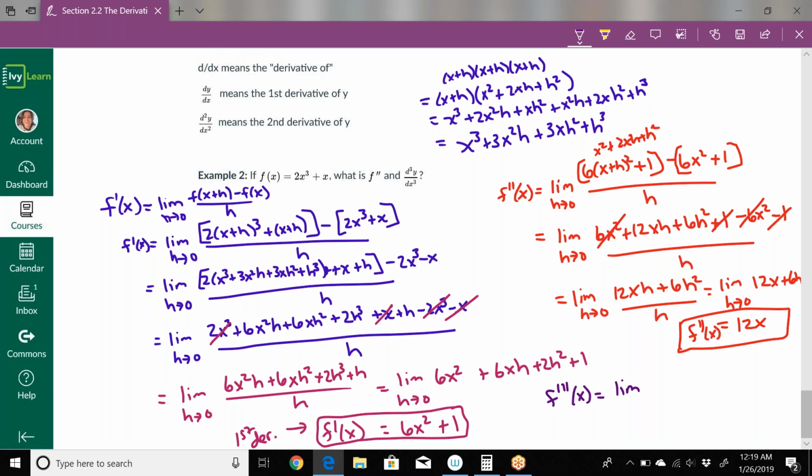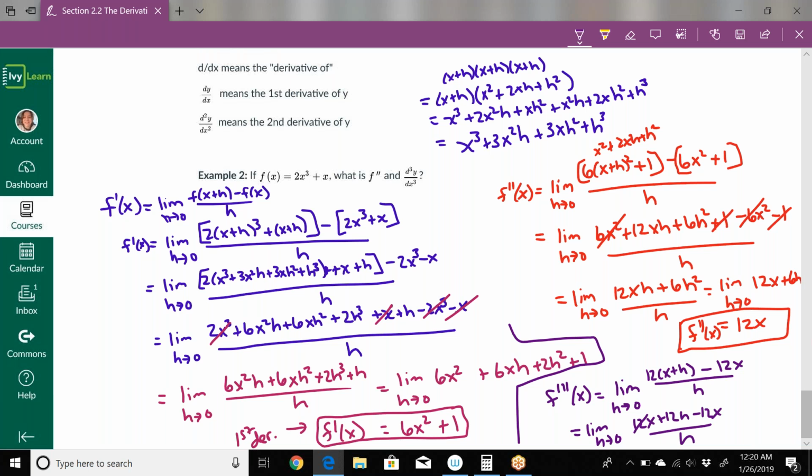So this is the limit as h approaches 0. We'll separate this out. And then we're just using 12x as our function because that was the second derivative, so we build our third derivative off of that. So it's 12 times x plus h minus 12x, not much going on, all over h. So that's the limit as h approaches 0 of 12x plus 12h minus 12x all over h.